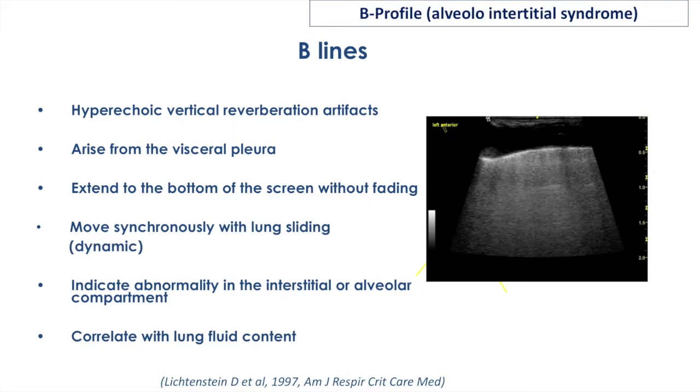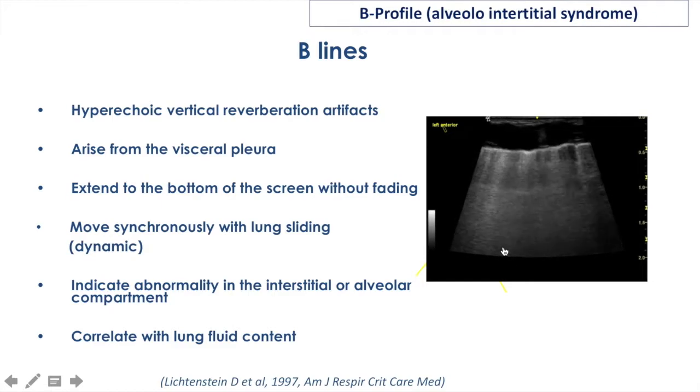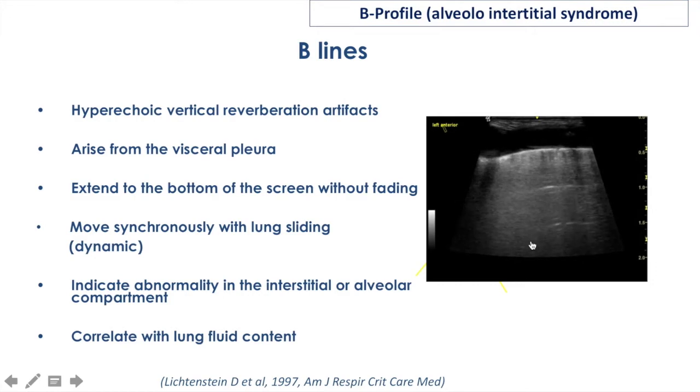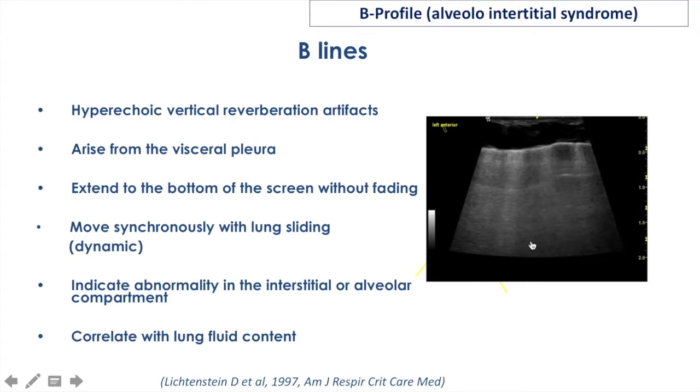B lines have characteristic features. B lines arise from the pleural line. They move with lung sliding. They are well defined. You can see them until the end of the screen. It is long, spreading out without fading. It obliterates the A line and it is hyperechoic. And it correlates with lung fluid content.